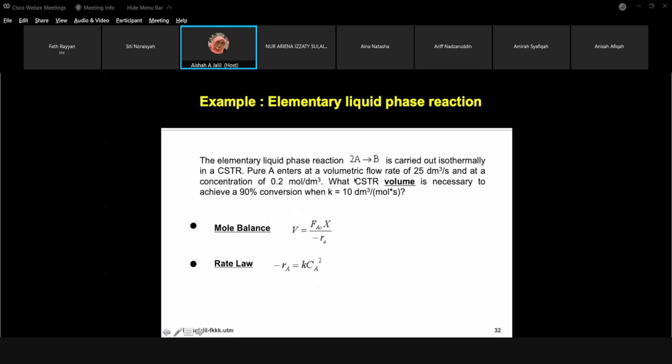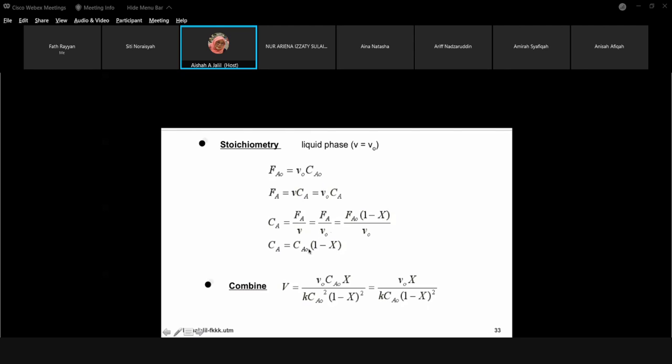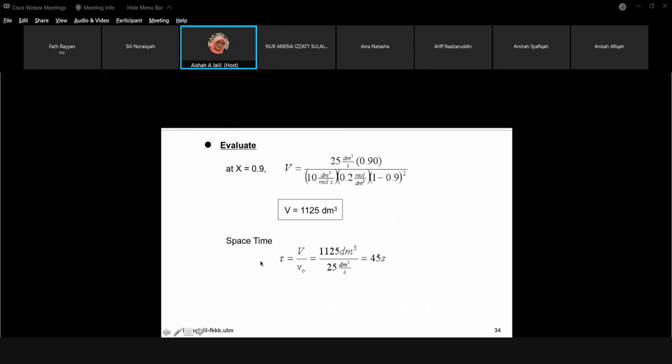Isothermal, liquid phase. So just consider this one: Ca equals Ca naught. Combine, then the simple one can get like this. Then when they ask you to calculate the space time, tau equals V over v naught. Okay, so you can get the tau. Please remember this one.